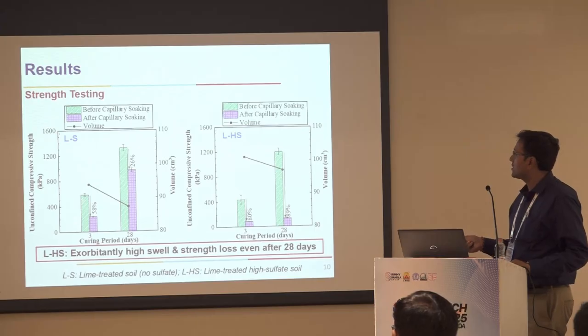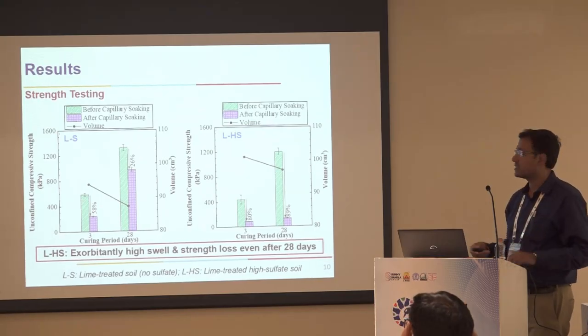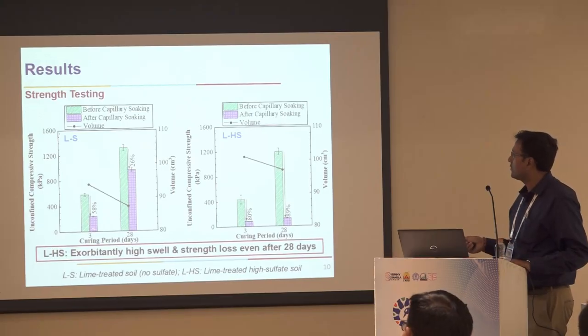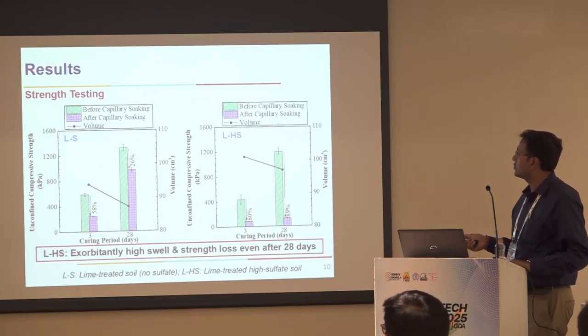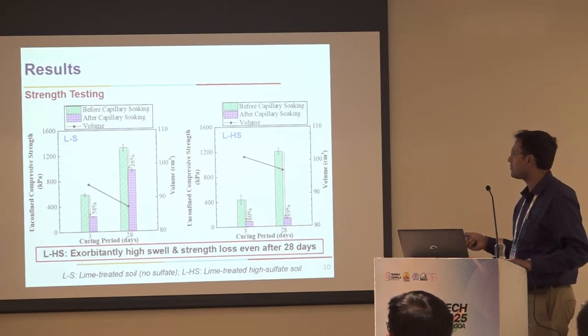So for the lime-treated soil, as expected, the strength increased with curing time, and that's because of the cementitious products which are forming. After moisture exposure, the strength loss took place, but the extent of strength loss went down with an increase in curing period. So this is something pretty obvious and expected.